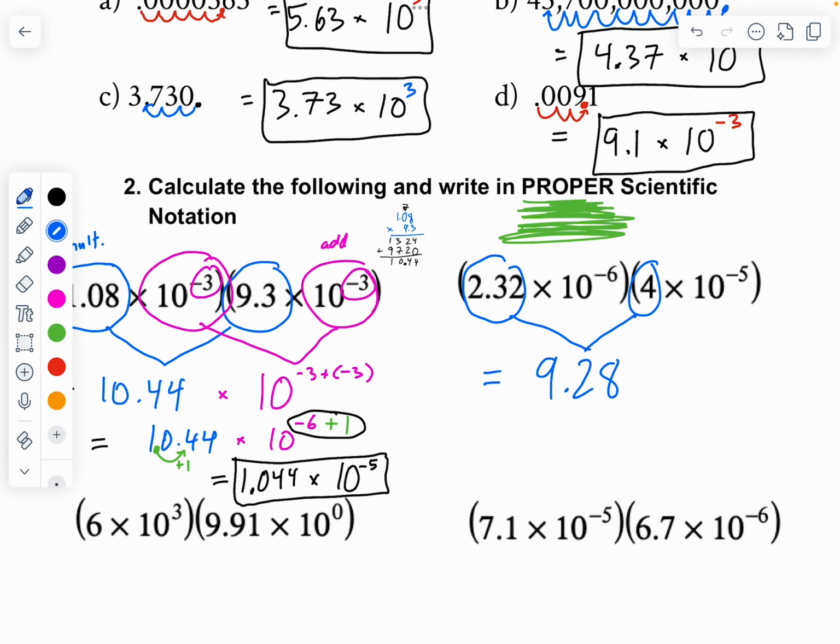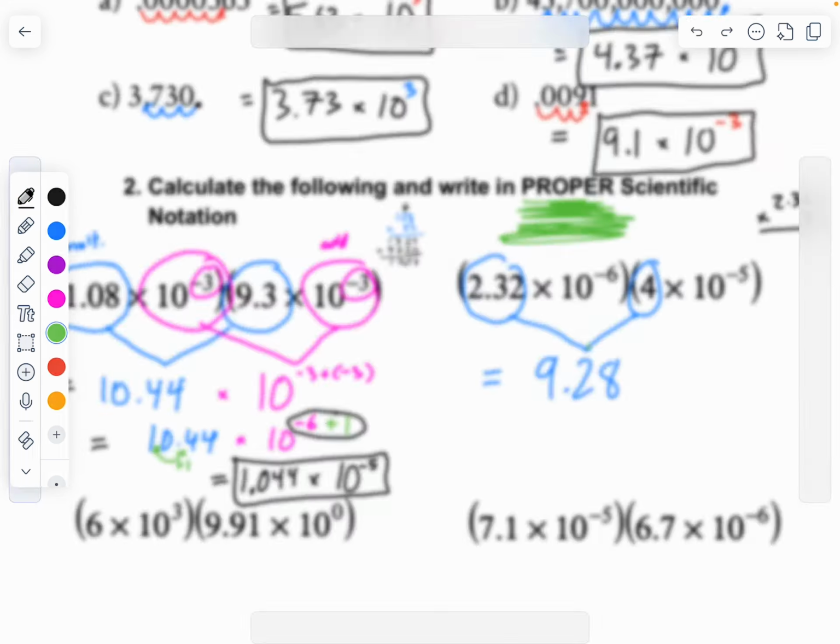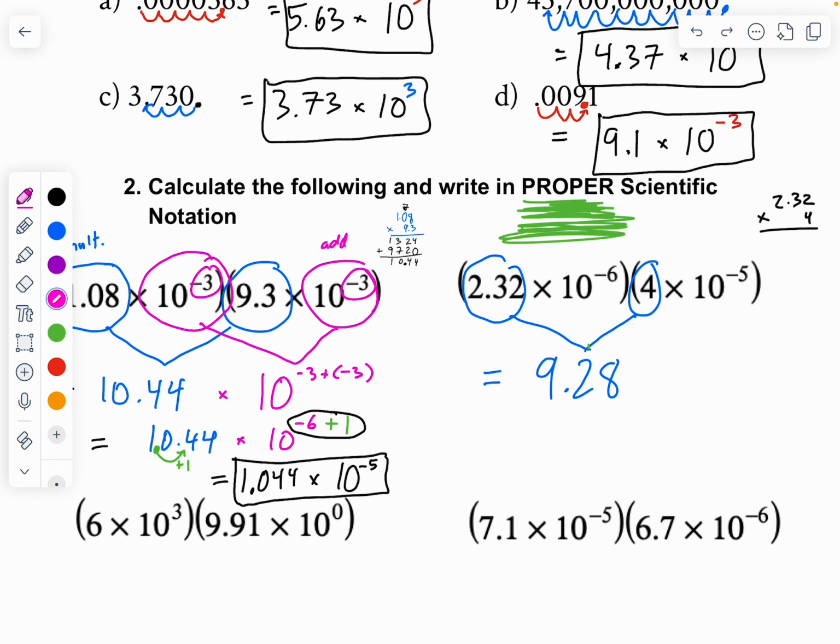You're like, Mr. Maynard, what do you mean you lucked out? We can't use calculators. No, it's not that. You can do this by hand, no problem. Just do 2.32 times 4. Multiply. You'll get the answer. The good news is this one is already proper. Proper means it's a number between 1 and 10. Is that a number between 1 and 10? Whew, I thought it wasn't. But it is.